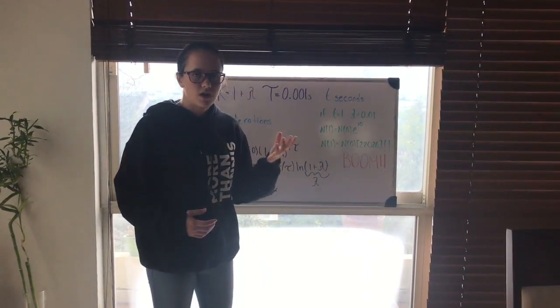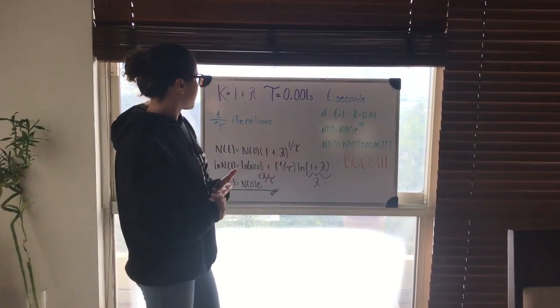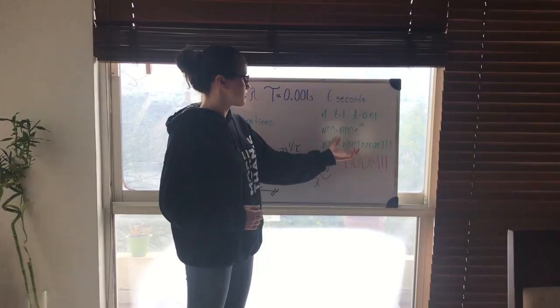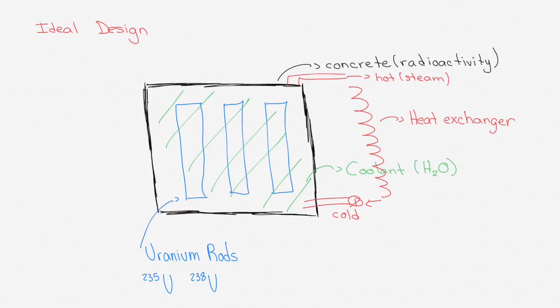In real life, in a nuclear reactor, they try not to have this many neutrons. However, how do they control it? We control it through cadmium rods. Cadmium rods are great neutron absorbers.